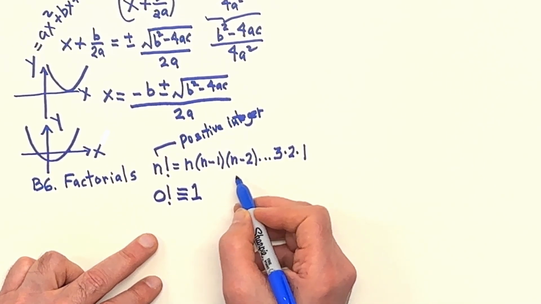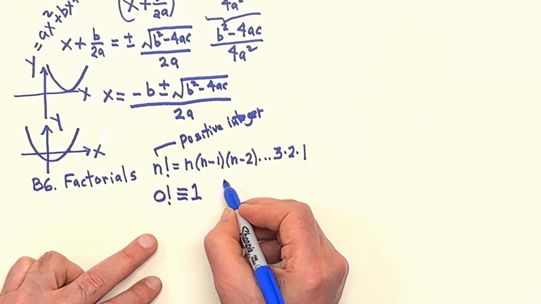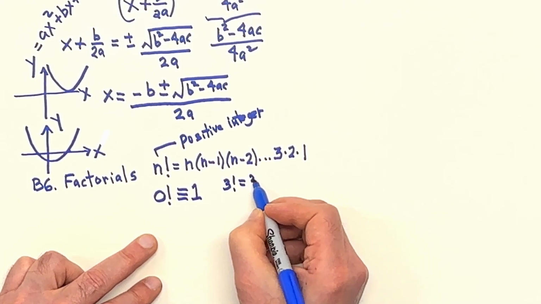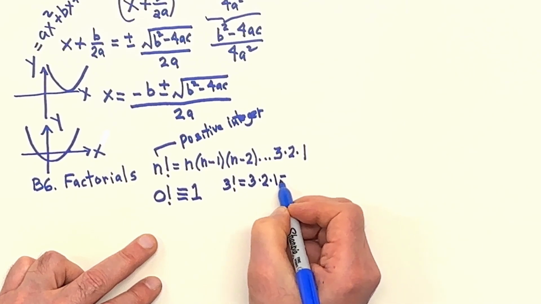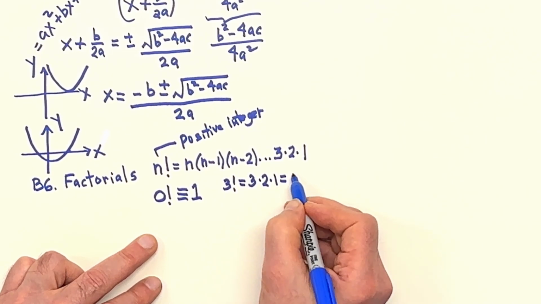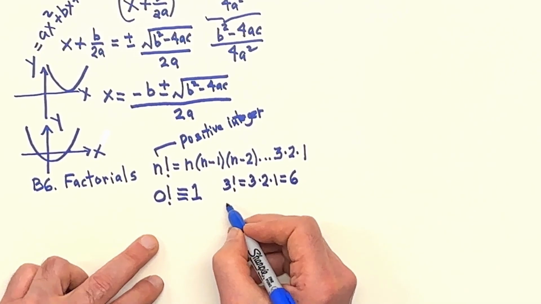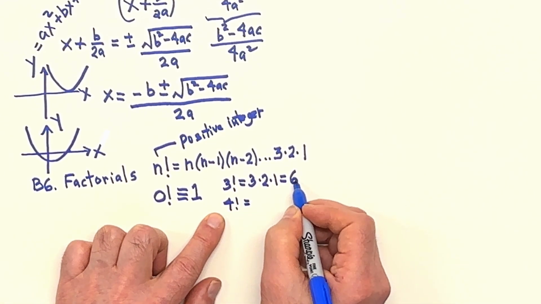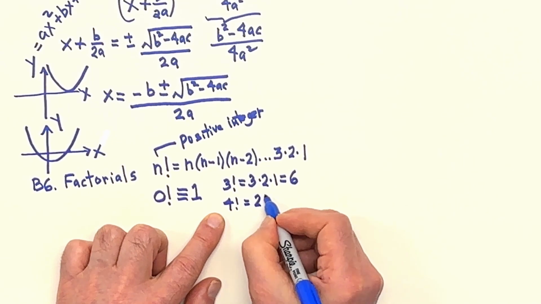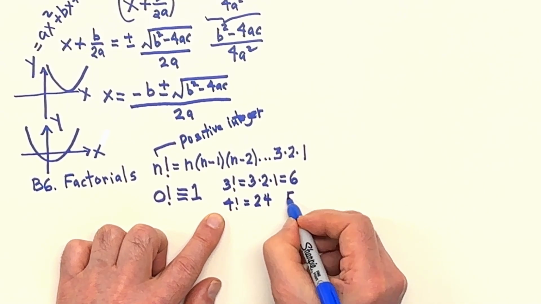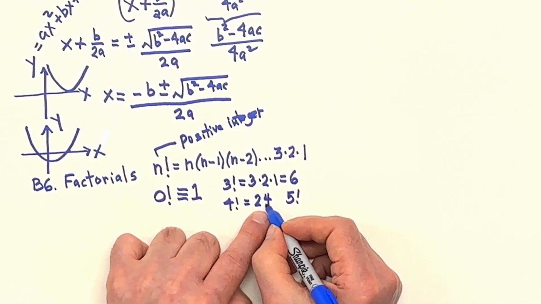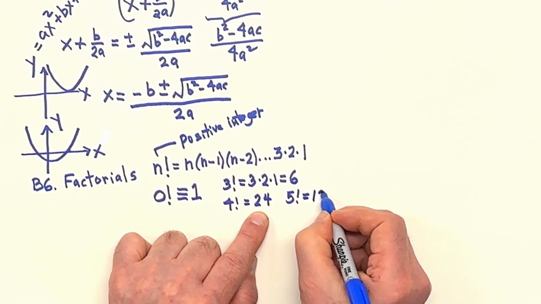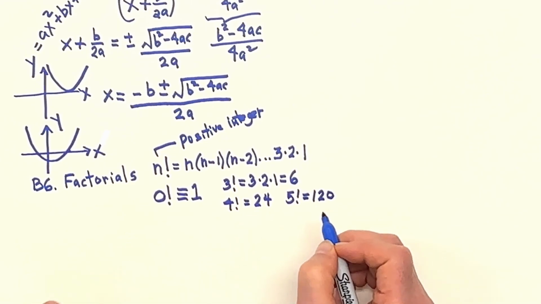So an example here would be 3 factorial. It's right here on the end. 3 times 2 times 1, and that's equal to 3 times 2 is 6. That's 6. And then 4 factorial, you would just multiply the 6 by 4. That's 24. Okay? And 5 factorial, you multiply by 5. 5 times 20 is 100, and 5 times 4 is 20, so that's 120. The numbers get pretty large pretty fast.